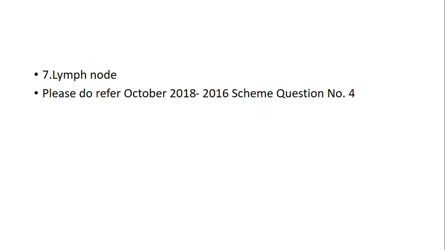Lymph node: it has been described in a 2018 question paper.